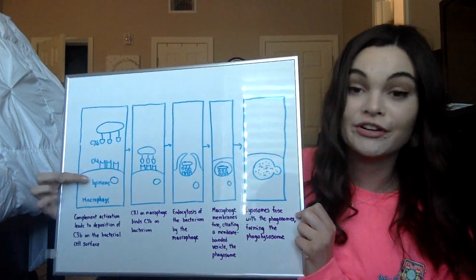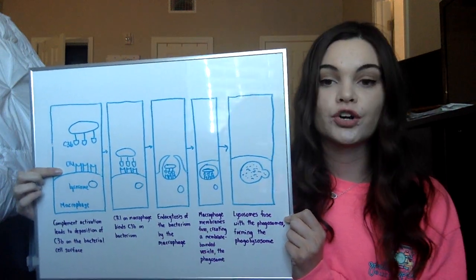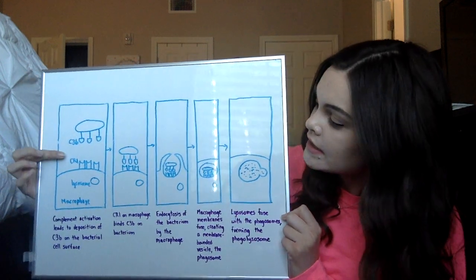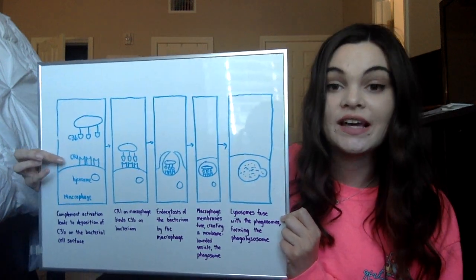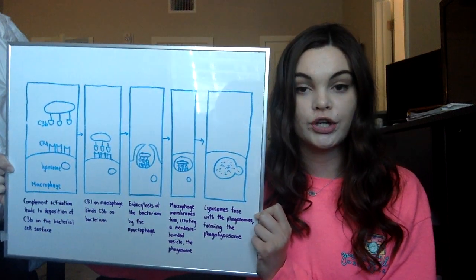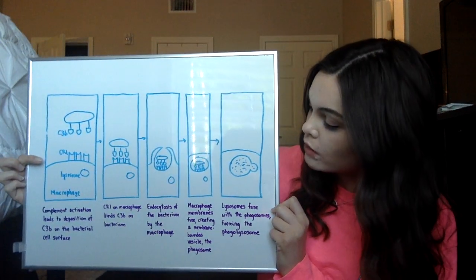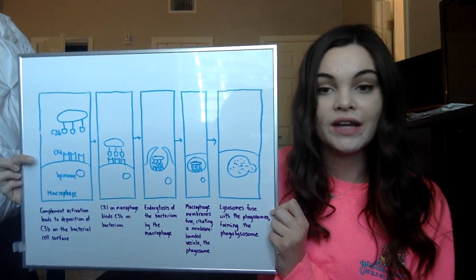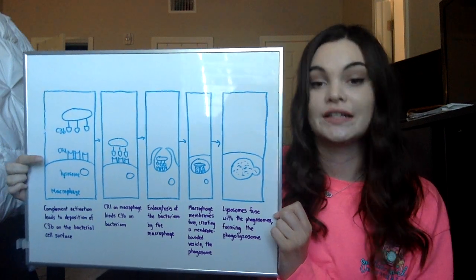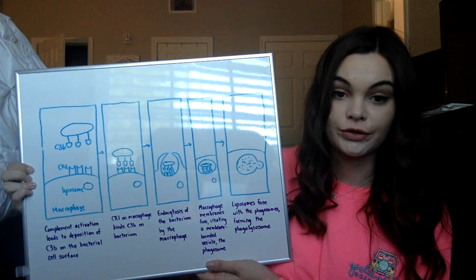This is a lysosome inside of it. It will be important later, but not right now. These on the surface of the macrophage are known as CR1, which is complement receptor 1. In the second box, you can see that C3b has bound to CR1, and then in the third box, endocytosis has started to occur, so it is taking the bacteria inside of the macrophage. In the fourth box, the macrophage membrane has fused. It's no longer endocytosing it. It's already inside of the cell, and it has formed this vesicle, which we call a phagosome.